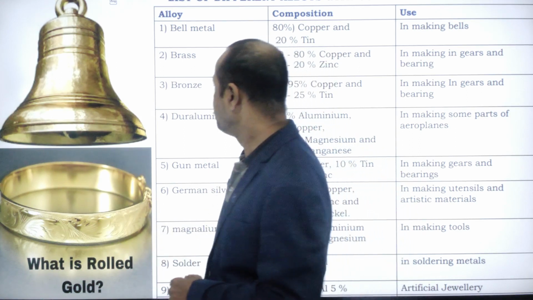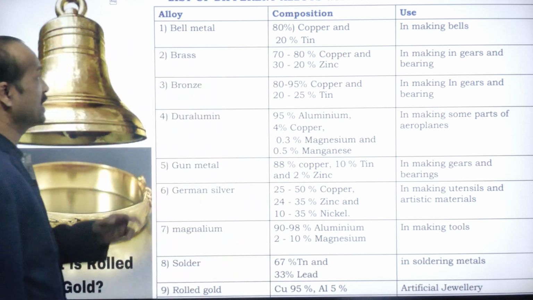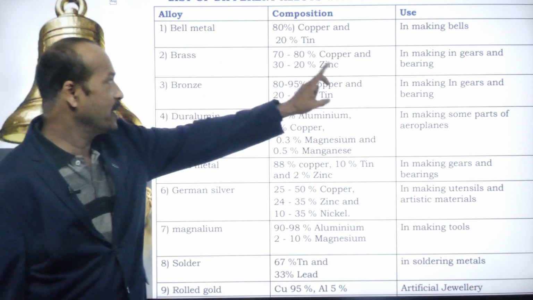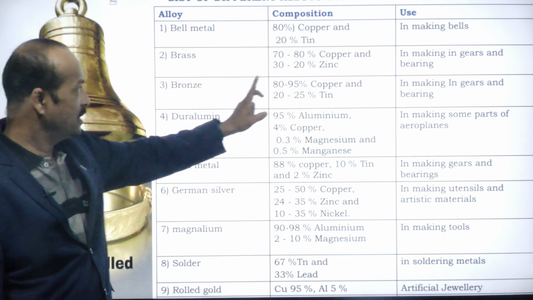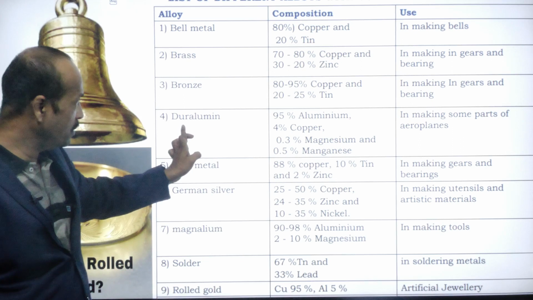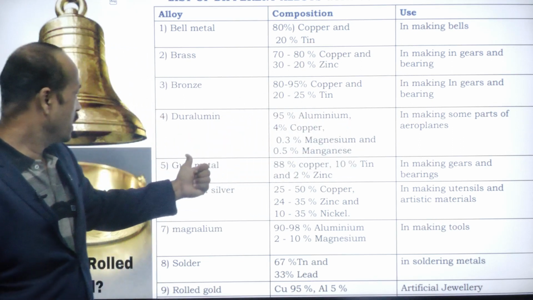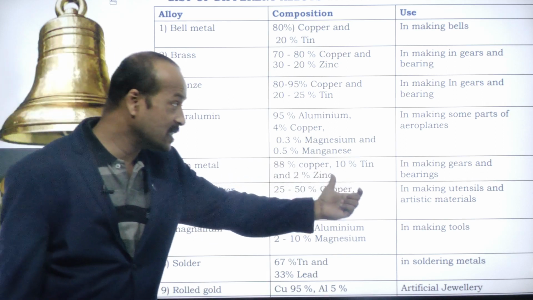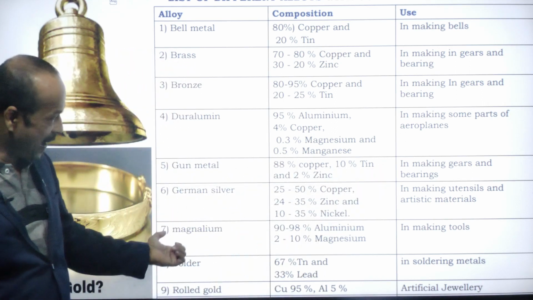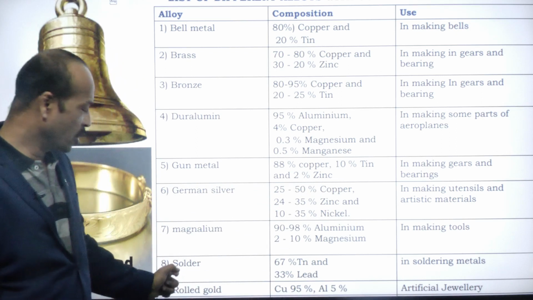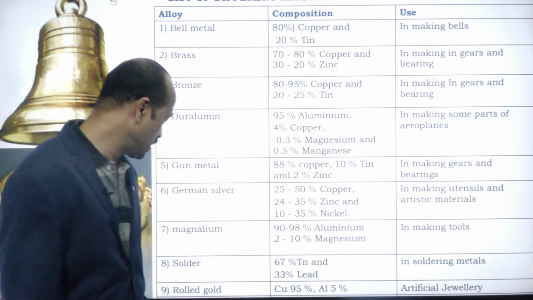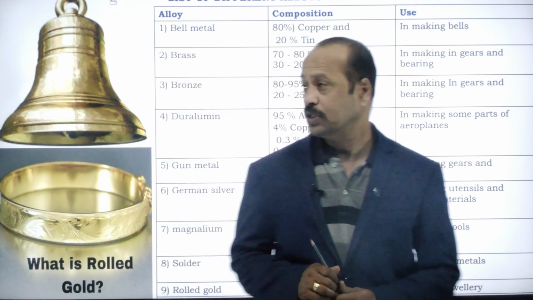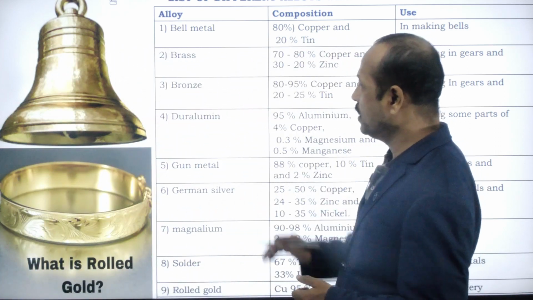Clear? So these all are alloys. Once again, see here: bell metal in making bells, brass in making gears and bearings, bronze in making gears and bearings, duralumin making aeroplane parts, gunmetal making gears and bearings, German silver artistic material and utensils also, magnesium making tools, solder joining wires, so the soldering material, rolled gold in artificial jewelry. So these are some of the alloys.